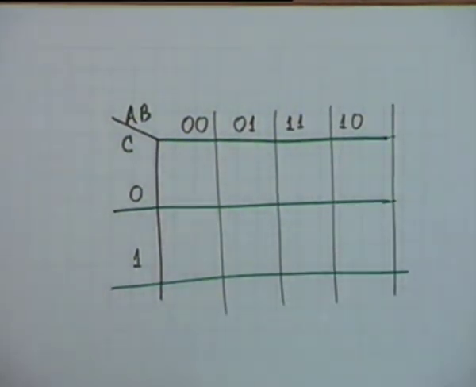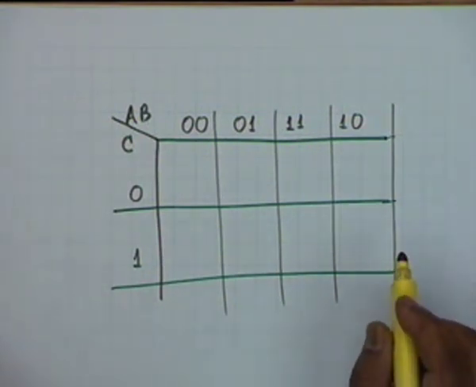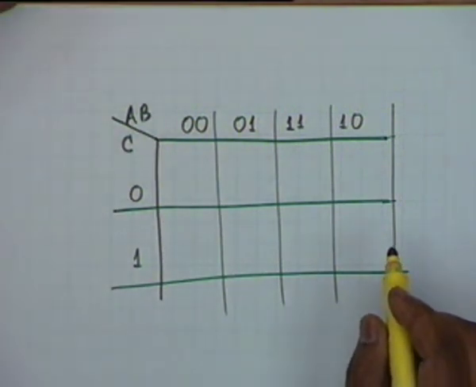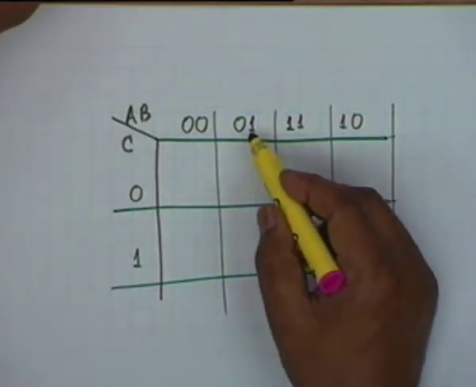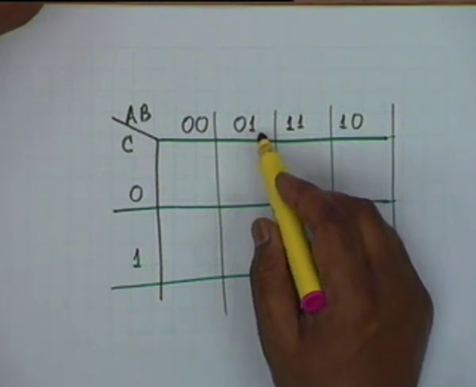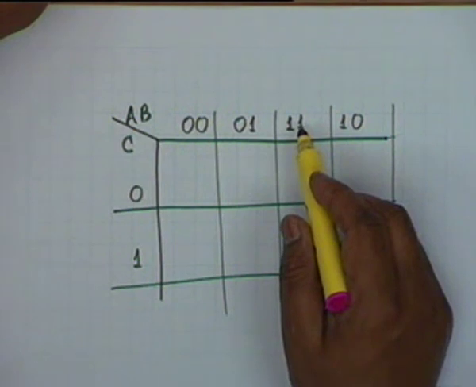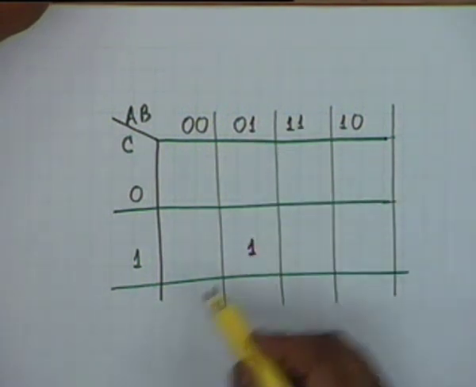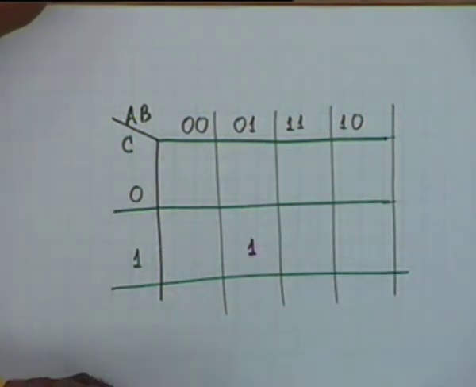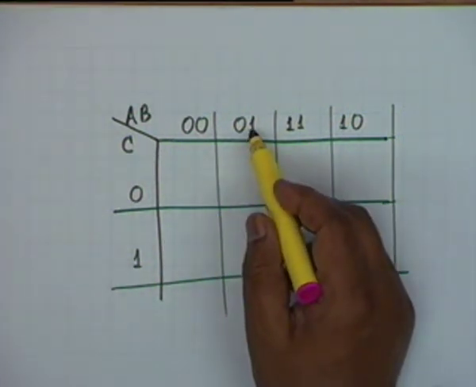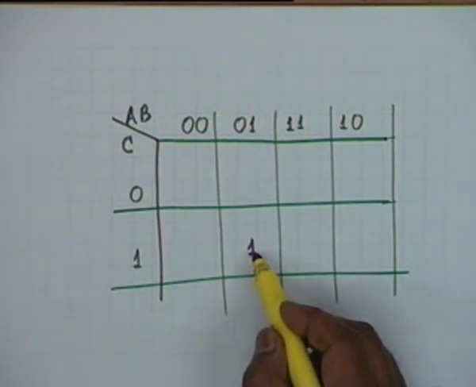Okay, and you put here the combinations which make the output equal to 1. You see, one of the combinations is A B C equal to 0, 1, 1. I am talking from the truth table. Truth table says 0, 1, 1 gives 1. So AB is 0, 1 and C is 1. This is a 1.